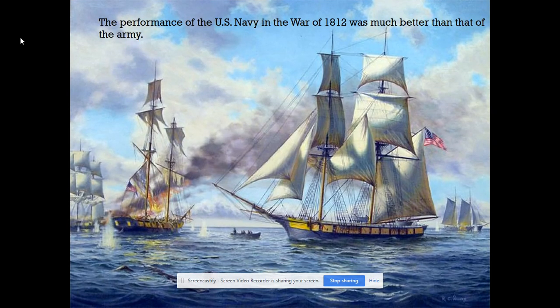Here's some watercolor painting of some of the naval battles. My favorite president, Teddy Roosevelt, wrote like a three-volume set on the naval war, War of 1812. I don't know how you can write one book on the naval aspect of War of 1812. Man wrote three.